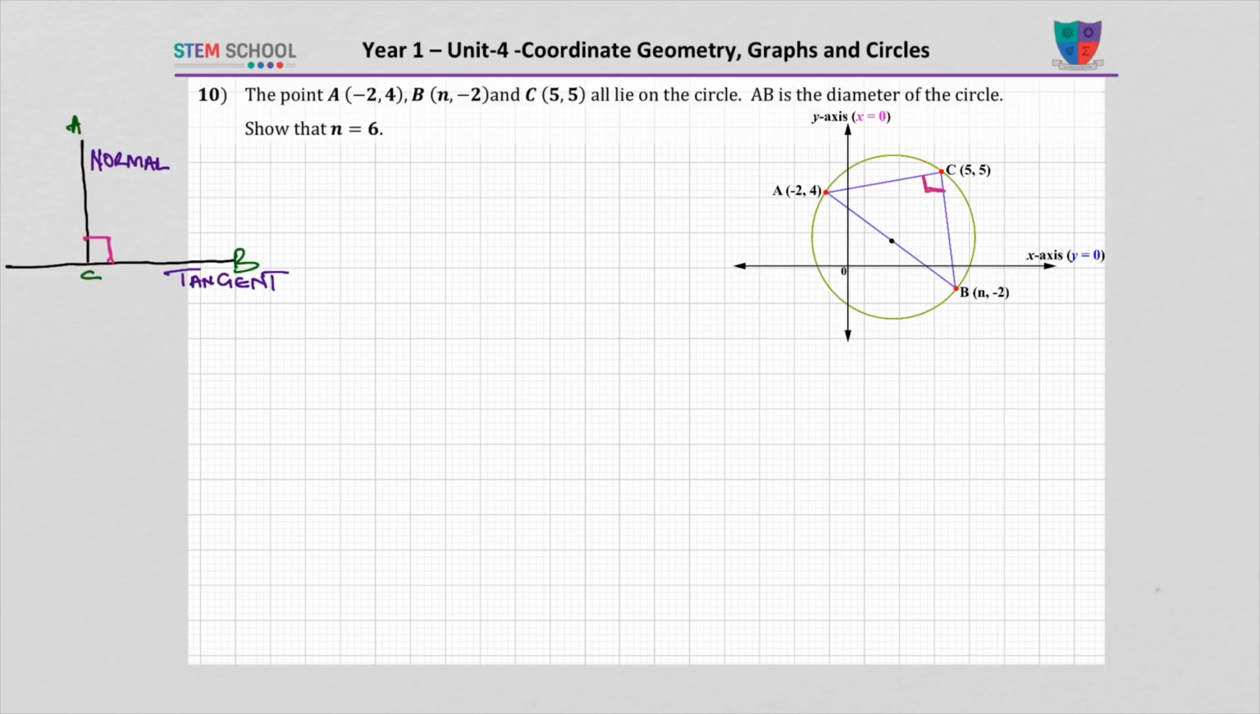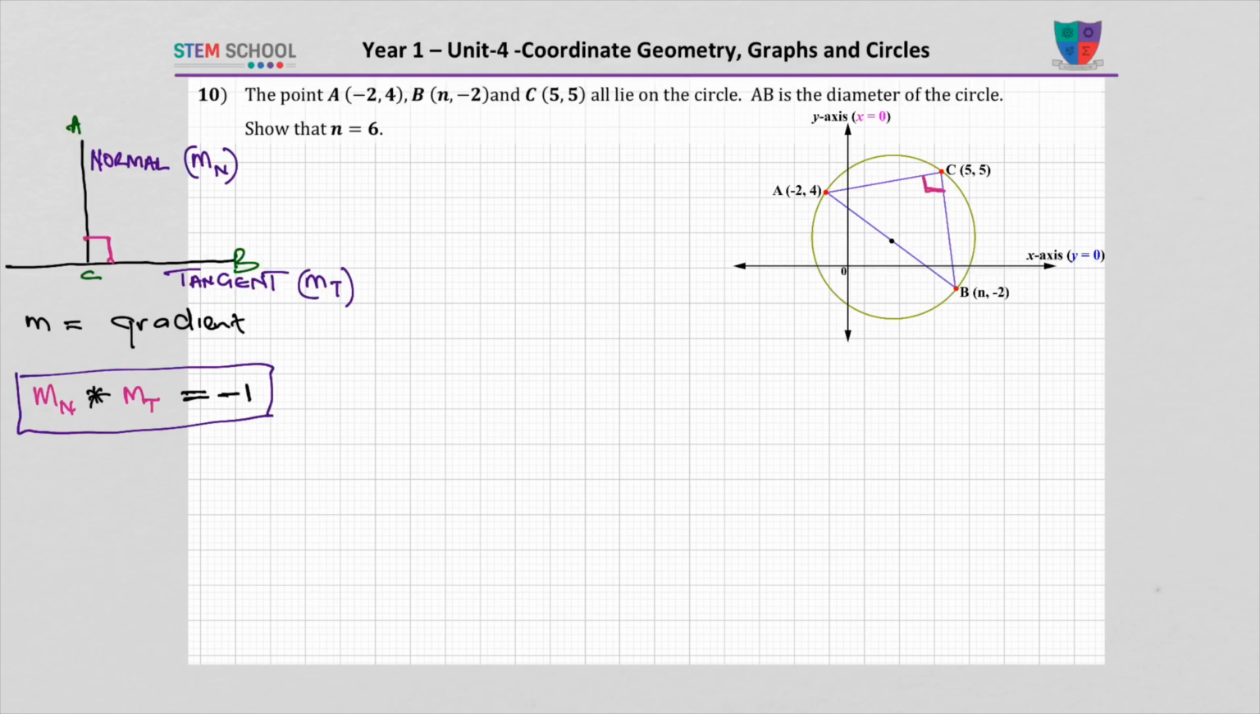Both have a relationship. We use the symbol M to represent gradient. If we call the gradient of the normal M normal and the gradient of the tangent M tangent, the relationship between them is M normal times M tangent equals minus 1. Now we'll find the AC gradient, M normal.